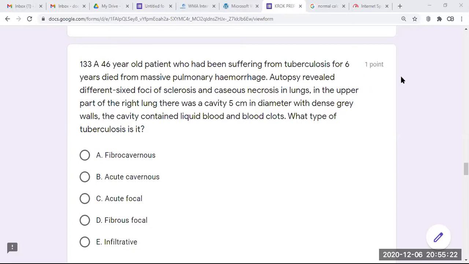Now listen. Sometimes these kind of questions can be tricky, okay? But the moment they talk about tuberculosis, and the person's age is above the 20s, you think of secondary tuberculosis. And in secondary tuberculosis, we have one that we call cavernous tuberculosis. Now, this cavernous tuberculosis, there are two.